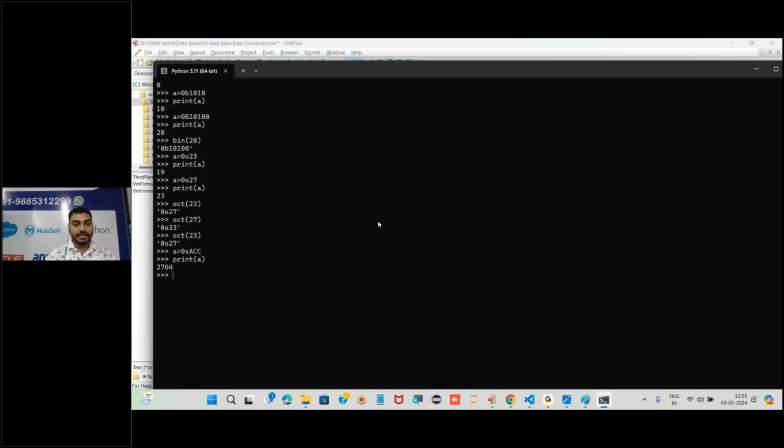Same example I'm taking. Hex of, paste it. What are we getting? 0xACC. Are we getting the same? Right? So this is how you can cross check it. So this is hex of this.